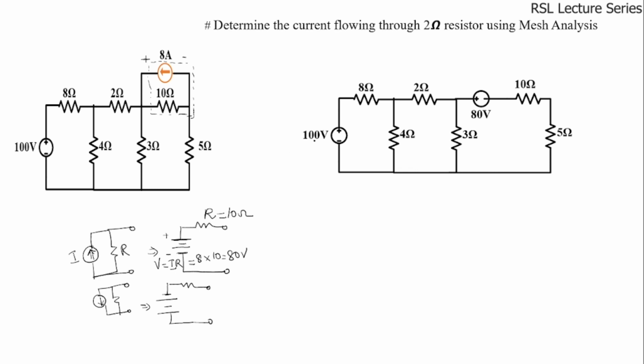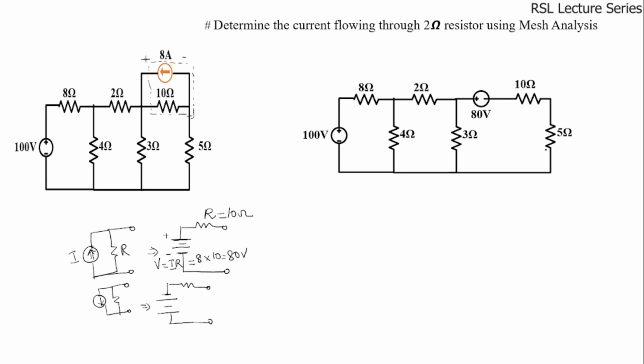Here we have two voltage sources, one is 100 volts and the other is 80 volts, and we have three meshes: mesh 1, mesh 2 and mesh 3. In mesh 1 we have the 100 volt source, 8 ohms resistor and 4 ohms resistor. In mesh 2 we have 4 ohms, 2 ohms and 3 ohms resistors, and in mesh 3 we have 3 ohms, the 80 volt source, and then 10 ohms and 5 ohms.